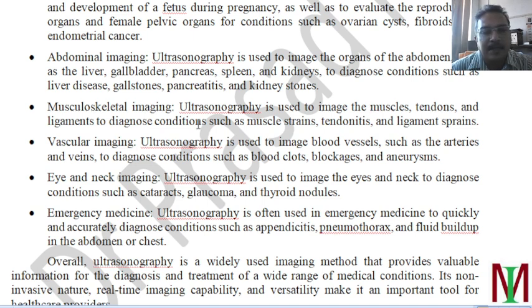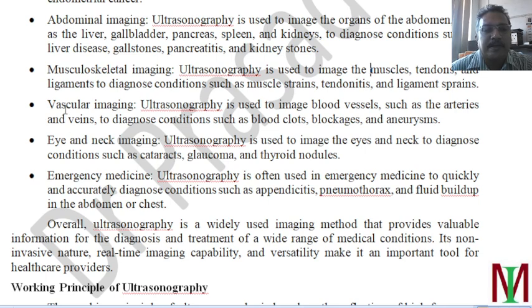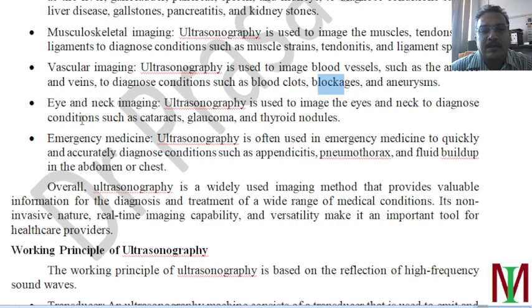If it is there, it can be identified very easily. Ultrasonic vascular imaging of blood vessels, arteries and veins can also be identified. Eyes as well as the neck can be diagnosed, like cataracts. This is the starting of cataract, that is why I am wearing glasses. They can check the level of cataract. Glaucoma and thyroid nodules can be identified.